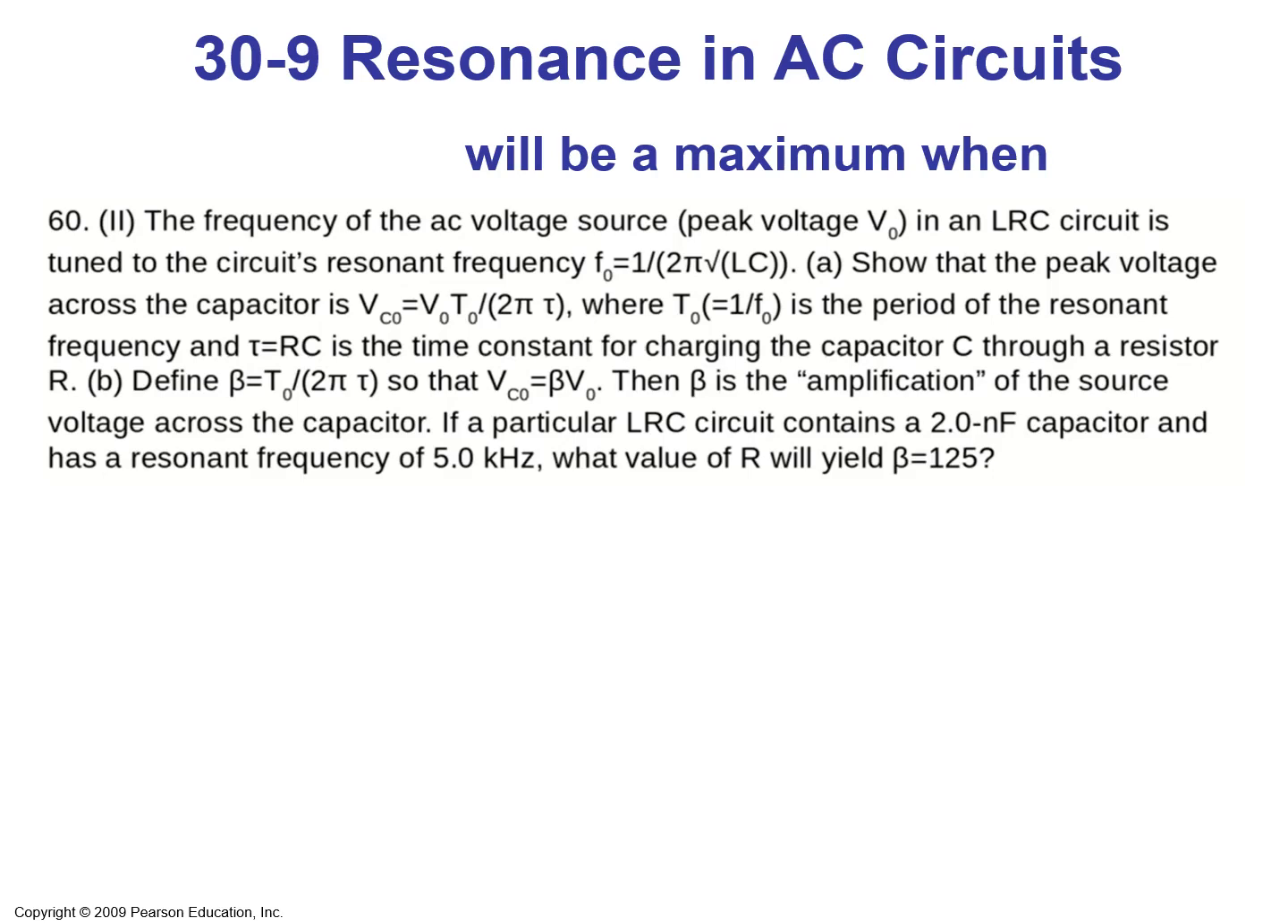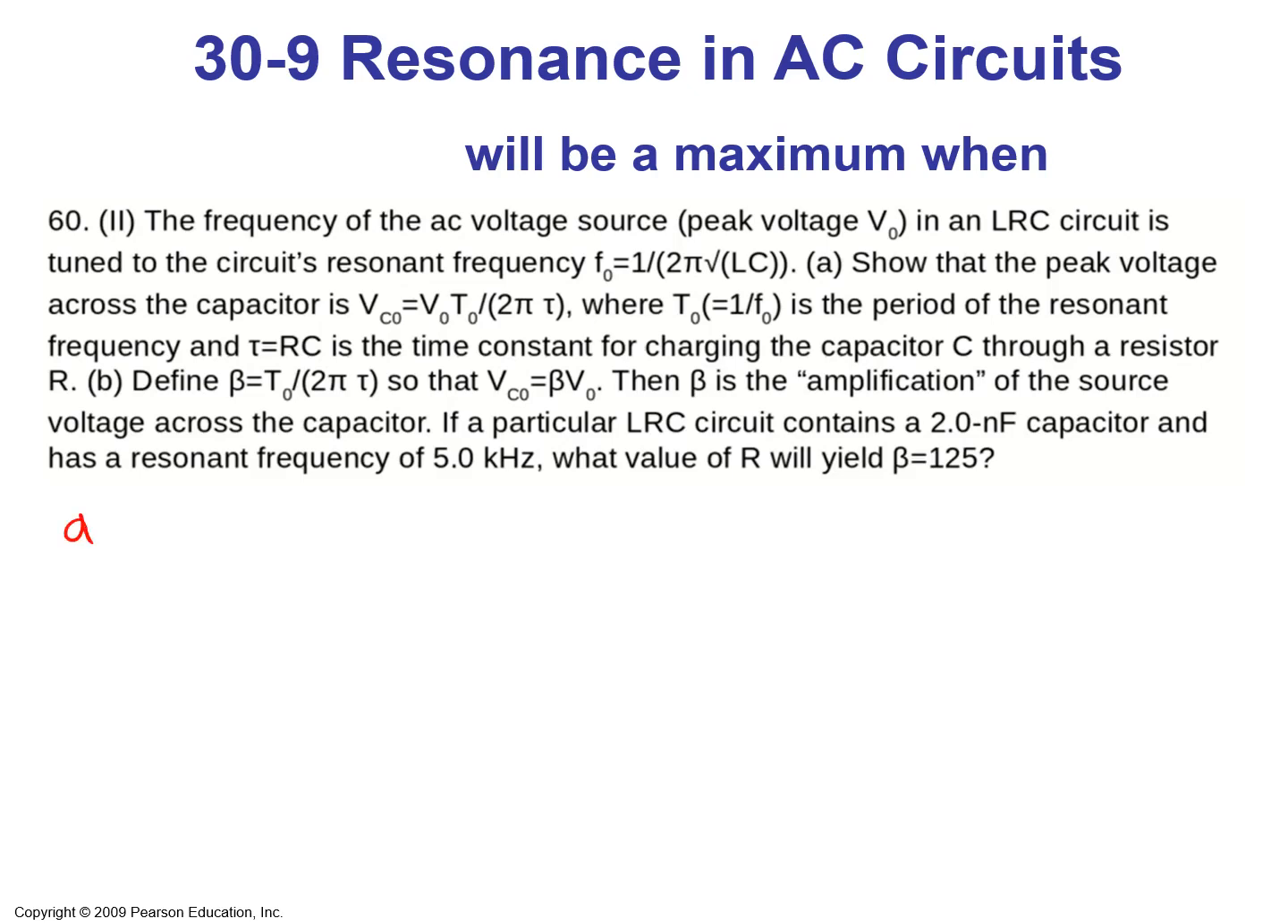B. Define beta as T0 over 2 pi tau so that Vc0 is equal to beta times V0. Then beta is the amplification of the source voltage across the capacitor. If a particular LRC circuit contains a 2 nanofarad capacitor and has a resonance frequency of 5 kHz, what value of R will yield beta equals 125?